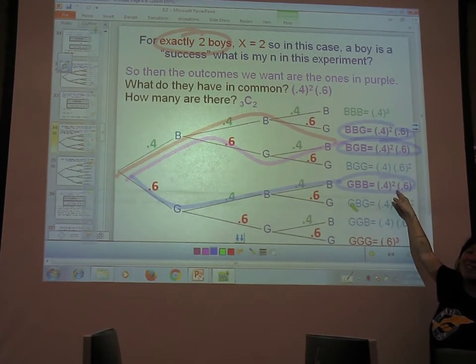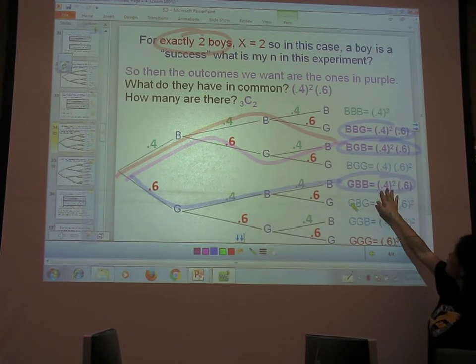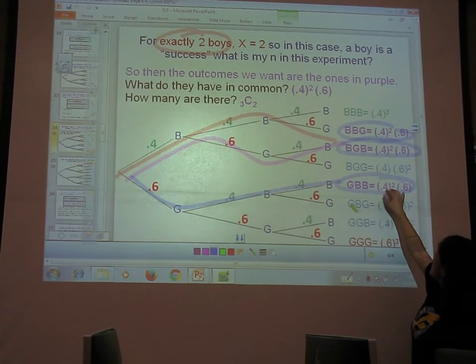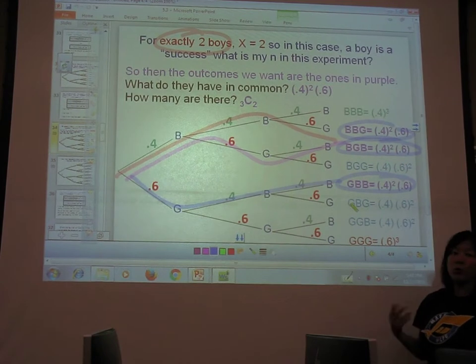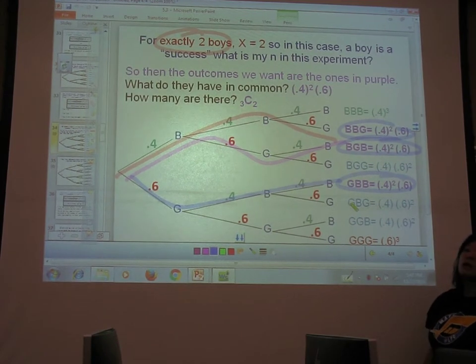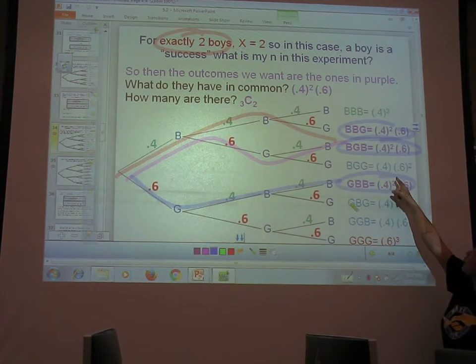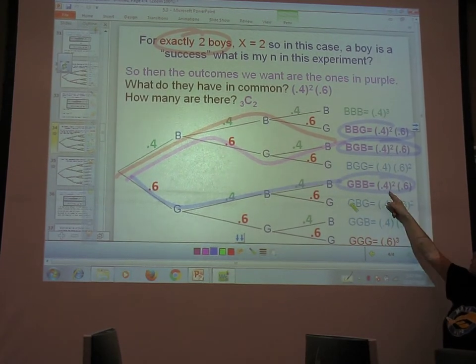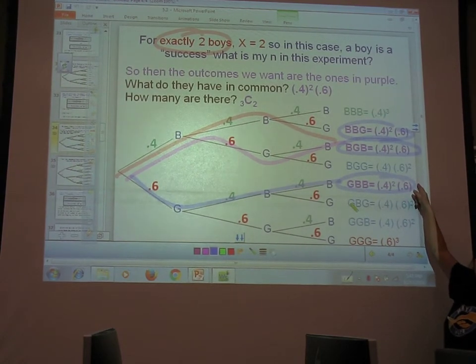Good? I have to say that. I can't go the other way. So no matter what, I'm going to get this. And this number is going to be the same as that number, and the same as that number, right? They both have two 0.4s multiplied by 0.6. That's where this whole p to the x times q to the number of failures, p to the number of successes times q to the number of failures you have.